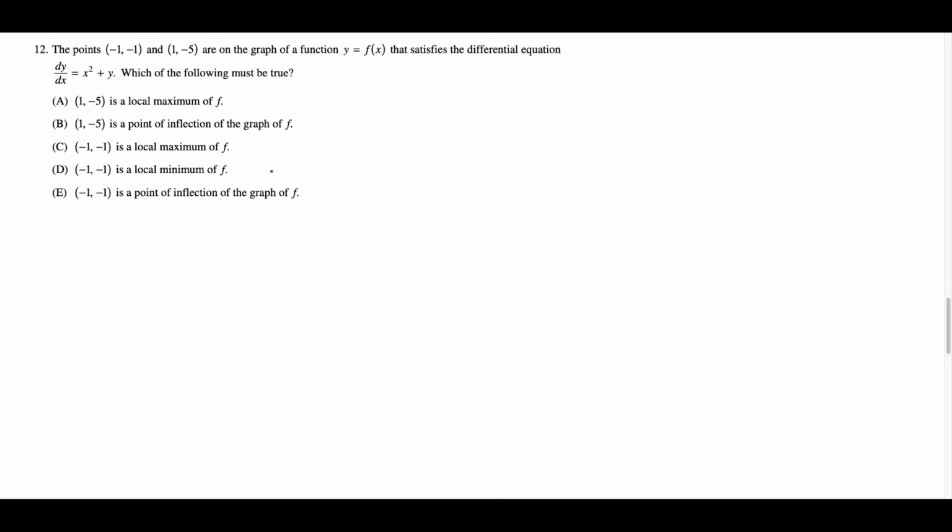Now for question 12 here, we have these 2 points, -1, -1, and 1, -5, on the graph of the function y equals f of x. And they satisfy this differential equation. We have x squared plus y. And we want to know which of the following must be true.